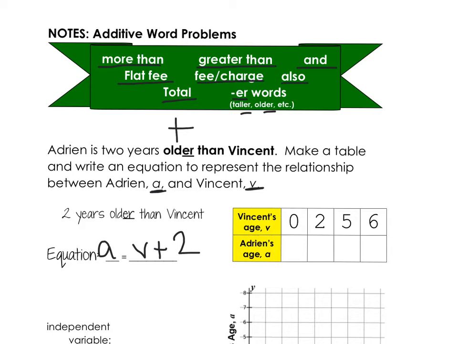So if Vincent is not born yet, he's 0, we're going to add 2, and Adrian would be 2 then, right? When Vincent is 2, Adrian is 4. When Vincent is 5, Adrian is 7. When Vincent is 6, that means Adrian is 8. He will always be 2 years older. Okay?